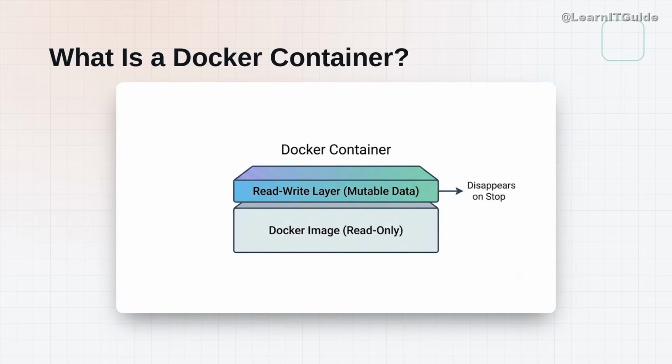But what is a Docker container? Think of it as a living, breathing, mutable instance of that image. When you run a container, Docker adds a thin read-write layer on top of the image. This is where your logs, temporary files, and runtime modifications live. When the container dies, this writable layer disappears. And that is the key point.